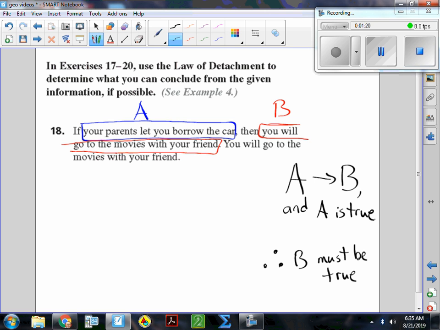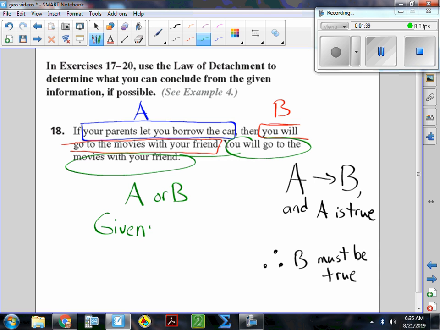So let's see what they told us. It says if your parents let you borrow the car, then you will go to the movies with your friend. Then it says you will go to the movies with your friend. So the question is, did they tell me A or did they tell me B? You will go to the movies with your friend. They're actually giving you that B is true. But the law of detachment says they have to give you A is true. So they're giving you the wrong information.